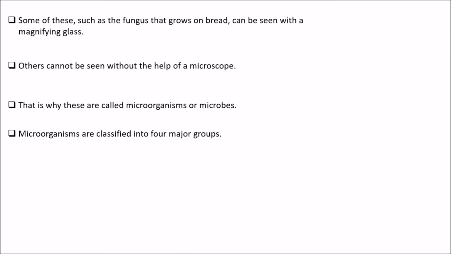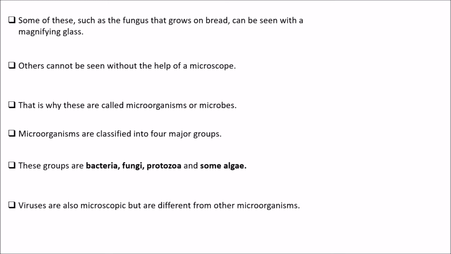Microorganisms are classified into 4 major groups. So how many major groups can we classify the microorganisms into? We can classify them into 4 major groups. What are the 4 major groups? These groups are bacteria, fungi, protozoa and some algae. And there is another group of microorganisms called viruses, which are also microscopic but are different from other microorganisms.